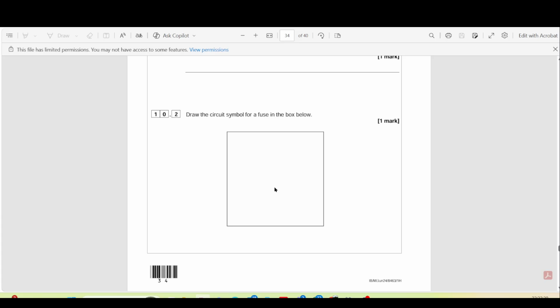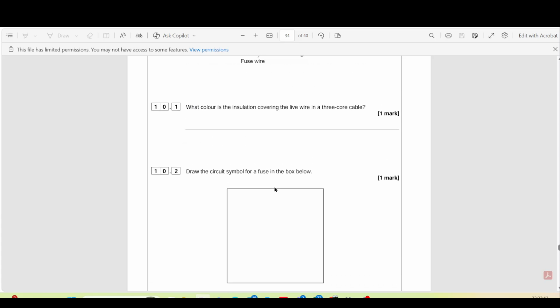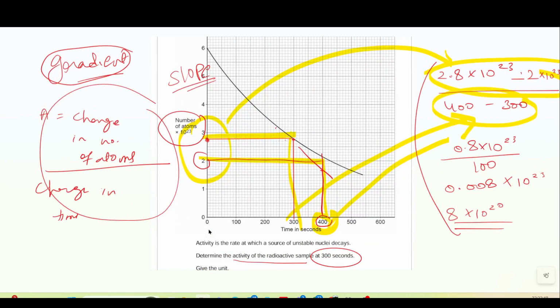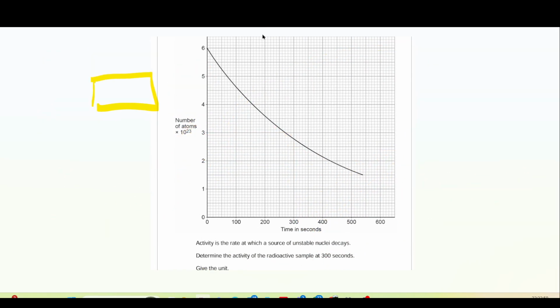A fuse is a line, then a block or a rectangle, and then a line out of it. Exactly, a rectangle and a line out of it, just like this.